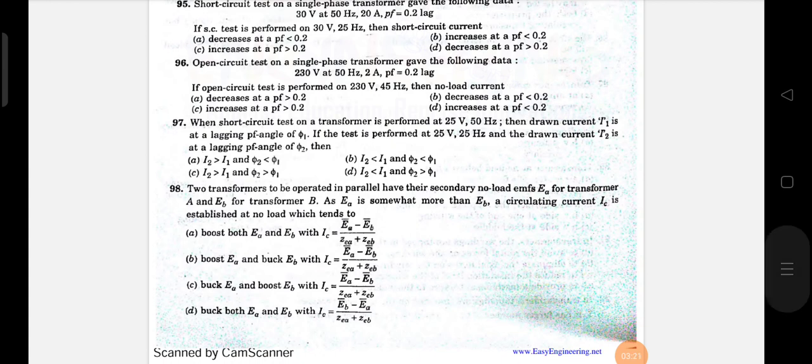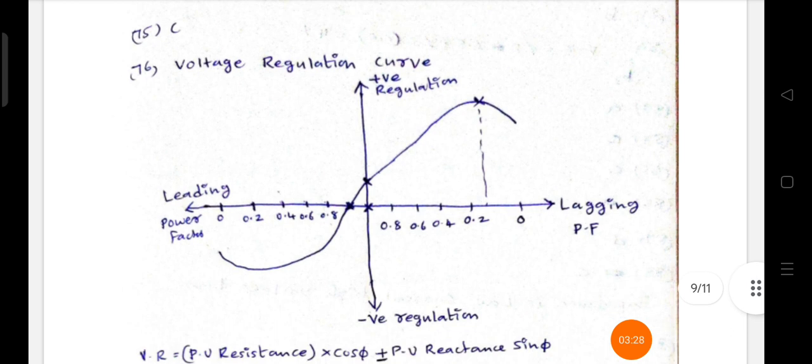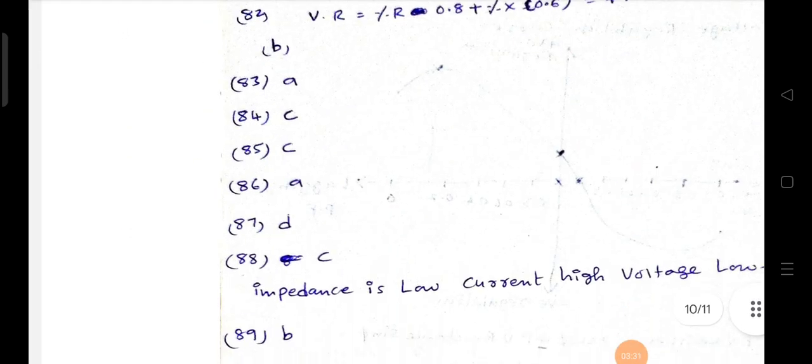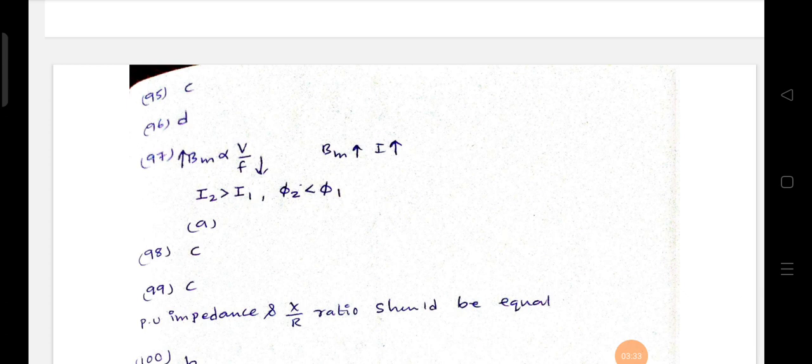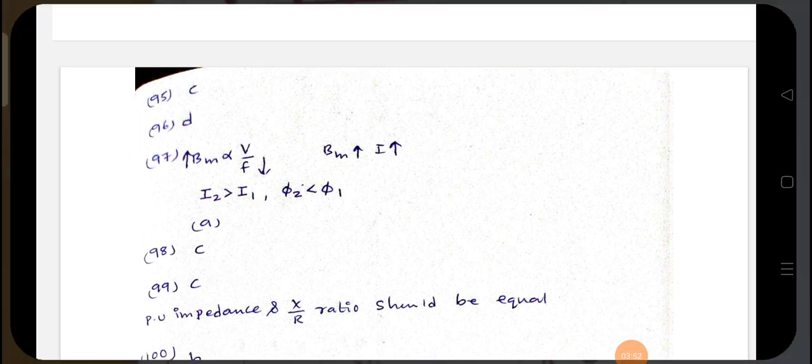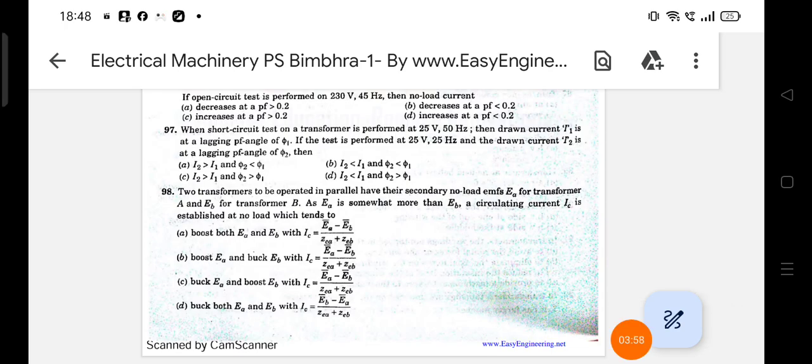Now see here, when current I2 increases, power factor reduces. I will give the solution for this one. Just see the solution. B maximum increases means current increases. When current increases, power factor angle increases, but power factor is reduced. Now from the given options, what is the answer? See the options. I2 is greater than I1, and phi2 is less than phi1. That is the first option, which is correct.